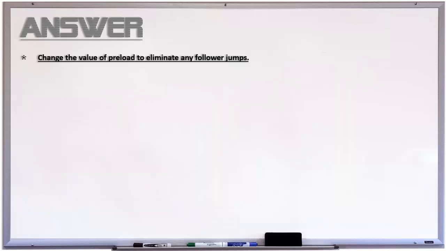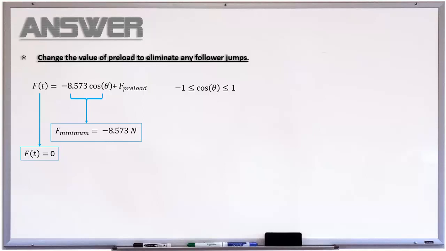The third requirement asks about the preload value to eliminate any follower jumps. By writing the expression of the contact force, we want the preload value such that the contact force is at least 0 and not negative. For the term that contains theta, knowing that cosine theta ranges from -1 to 1, the highest negative value of the term would be -8.573. This translates into the following equation, and by solving it we can get the minimum preload force to be added to the system to eliminate any follower jumps.